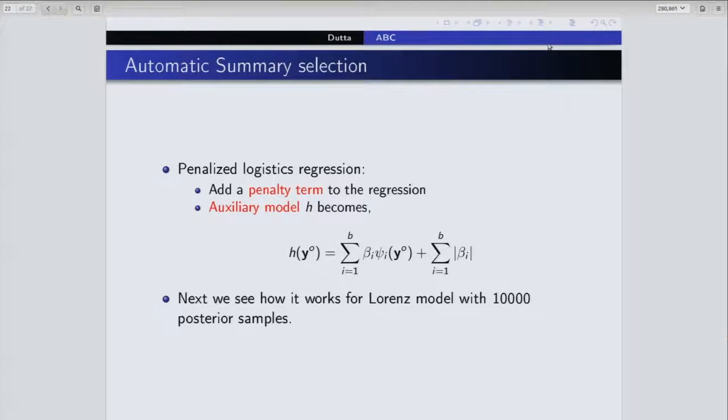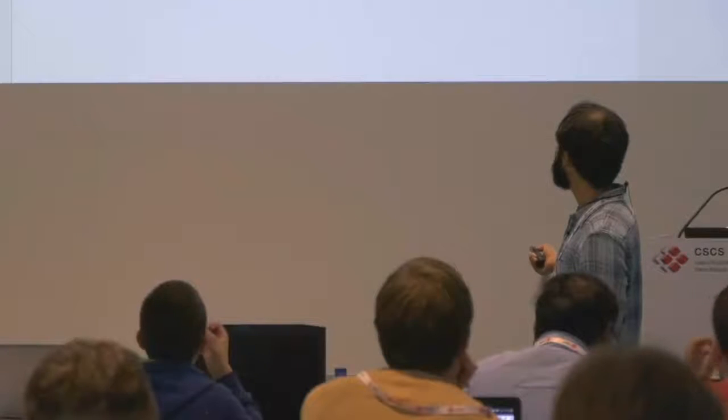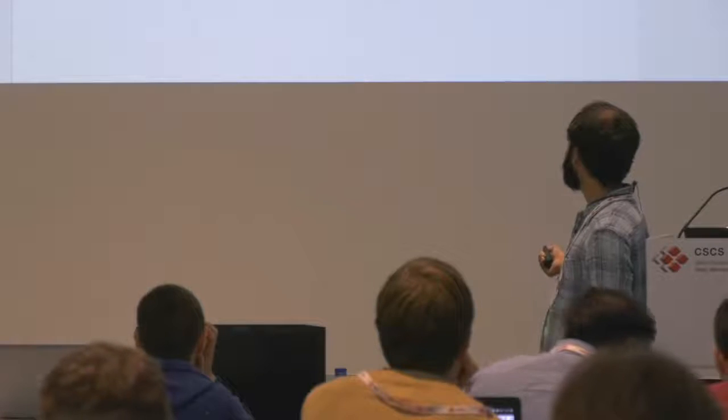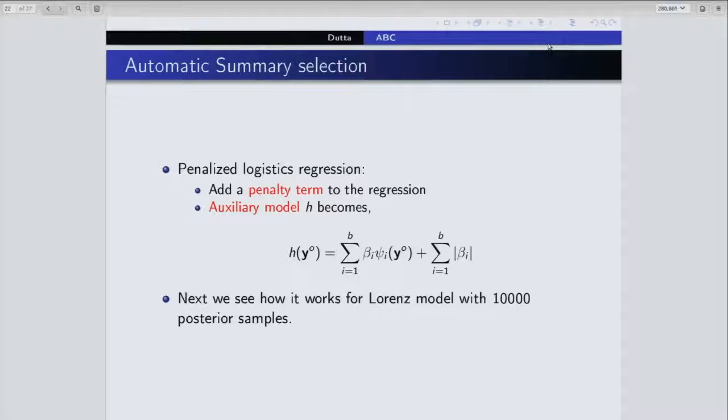Okay, so now comes the automatic summary selection. Again, you have seen that h we have chosen like that. As in penalized logistic regression, you just add a penalty term here. And then using that, you minimize the likelihood function. So what basically happens is that for the beta_i's, where the x_i or the summary statistics are non-informative, their value goes to 0, and others are kept. So in this way, in an automatic way, you remove the summary statistics.